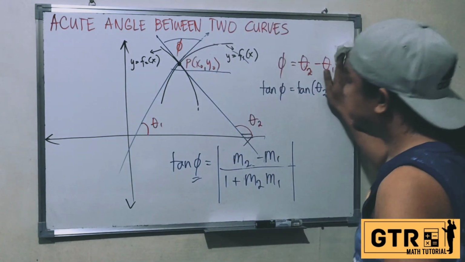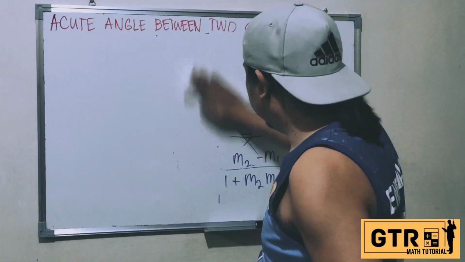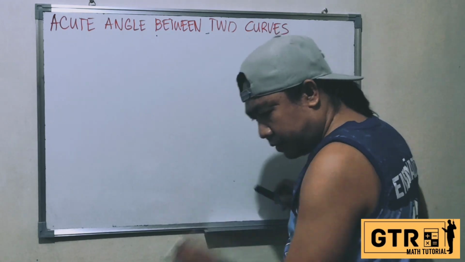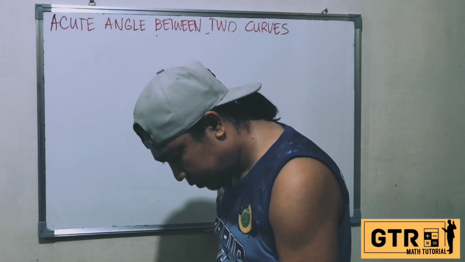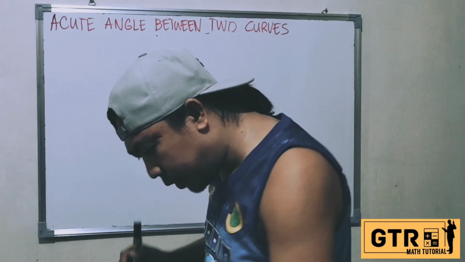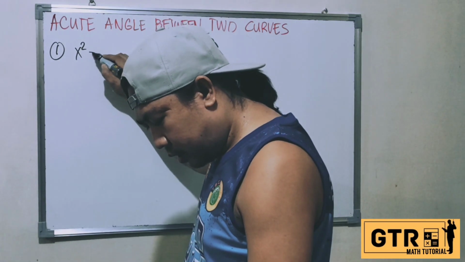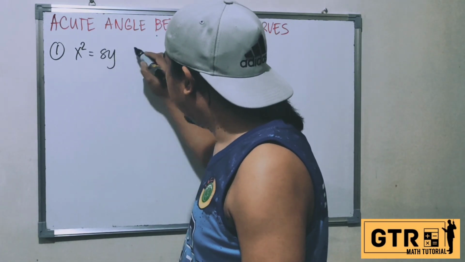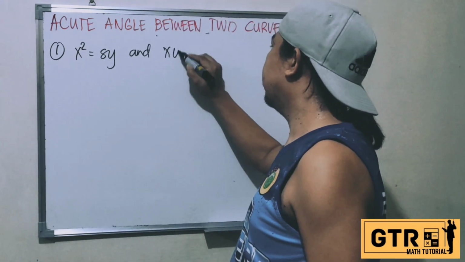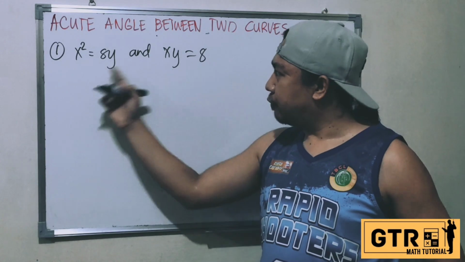Example number 1. Find the acute angle between the two curves. So find the acute angle of intersection between the curves x squared equals 8y and xy equals 8. Okay, so find the acute angle between the intersection of these.